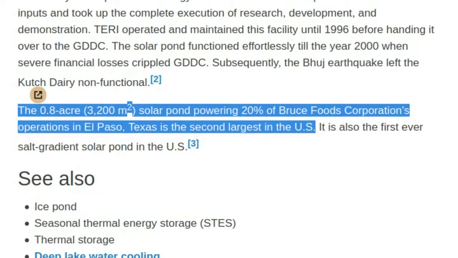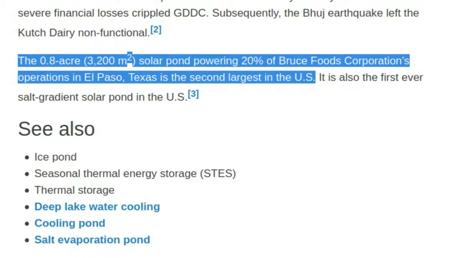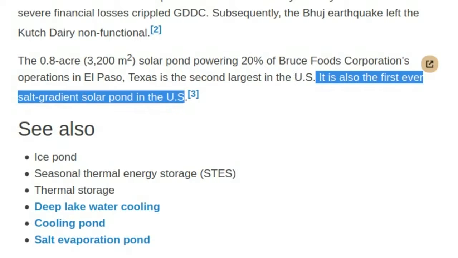The 0.8-acre (3,200 square meters) solar pond powering 20% of Bruce Foods Corporation's operations in El Paso, Texas is the second largest in the U.S. It is also the first ever salt gradient solar pond in the U.S.